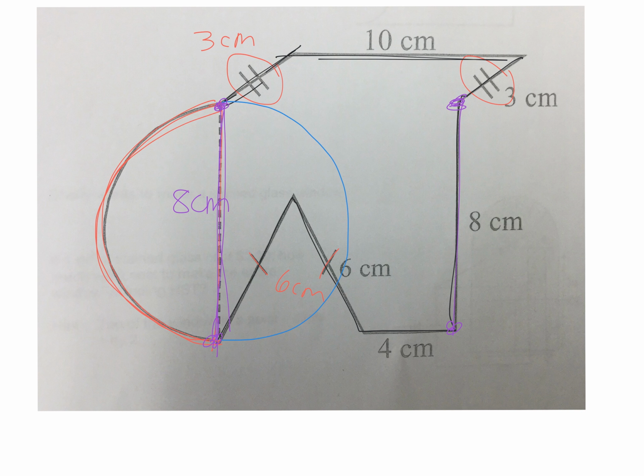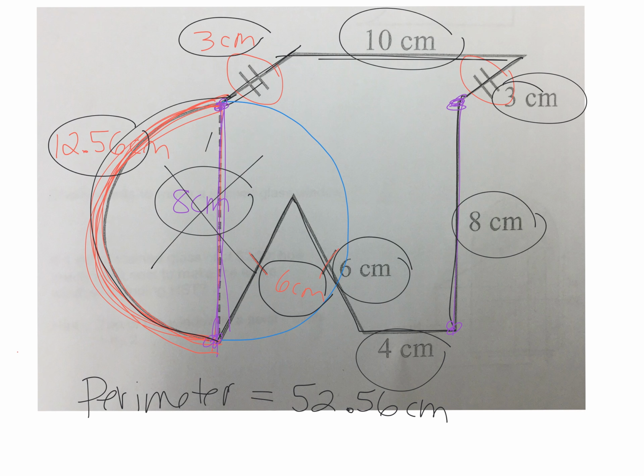Do I add in this 8 in the middle? No. Why not? Is that outside the object or is that inside? I only want to know the distance around the outside of the object. Okay, so you guys calculate it right now and tell me what the perimeter of the shape is. 52.56 centimeters? Yes. Okay, that's the perimeter. That's the distance around the shape.